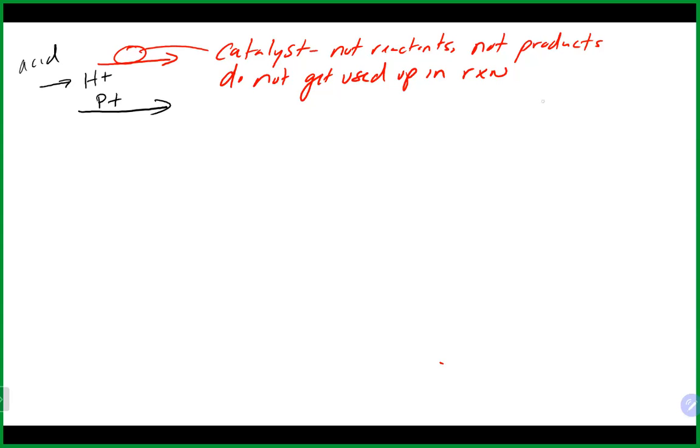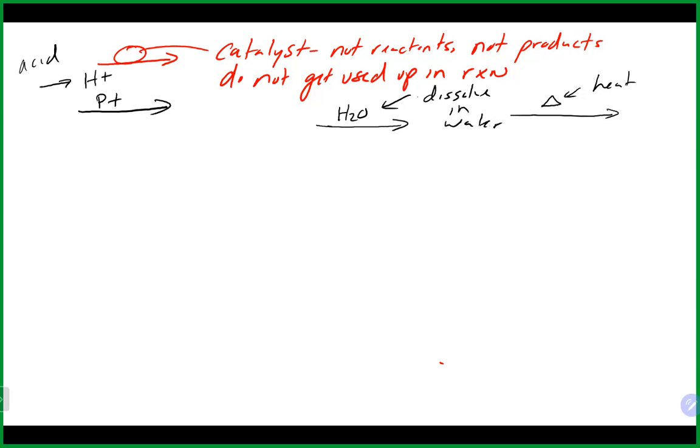Some other things you might find on top of the arrow: sometimes they'll use the delta symbol, which usually means heat. Sometimes you may see water written on top of the arrow, which means something was dissolved in water.